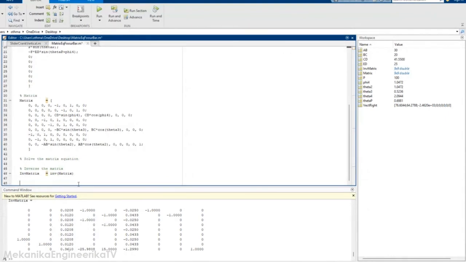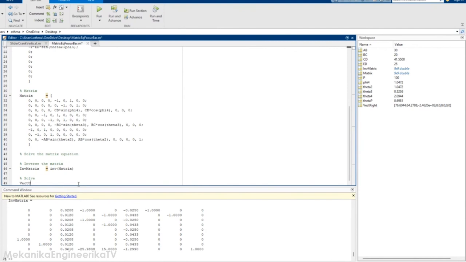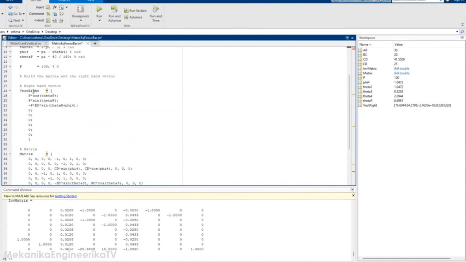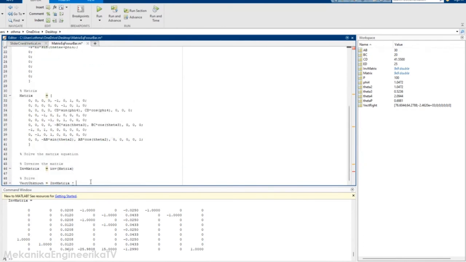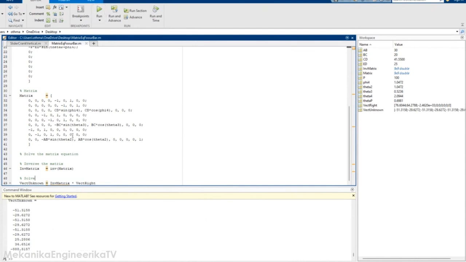To calculate now the unknowns, let's say vector, okay, now I will solve. So the vector of unknowns, what will it be? The matrix inversion, inf matrix, times the right-hand vector. Again, I will not put a semicolon at the end in order to show the result. So with this command, I will solve the problem. I will have my result. Okay, I will save it. And I will run. And I have my results here.